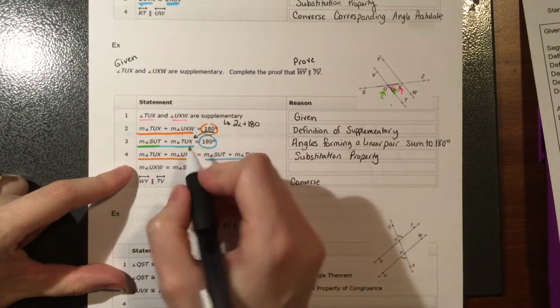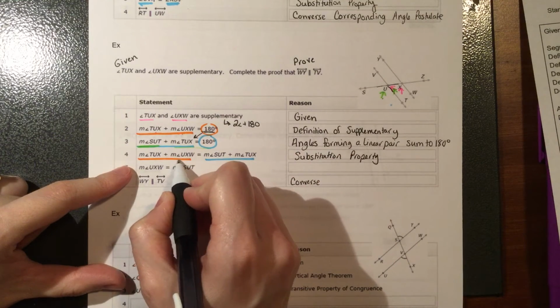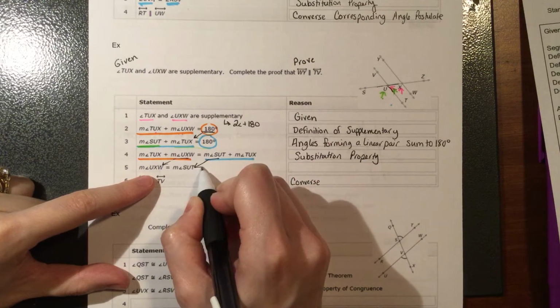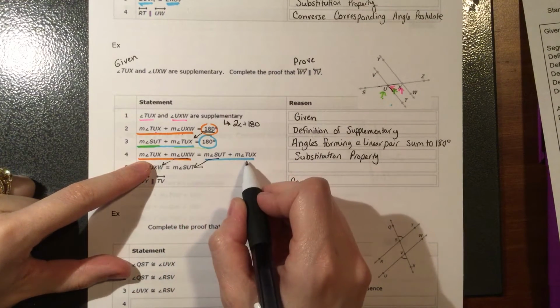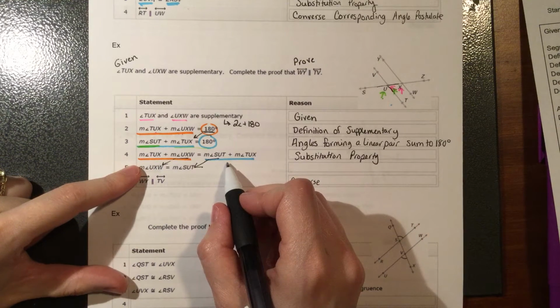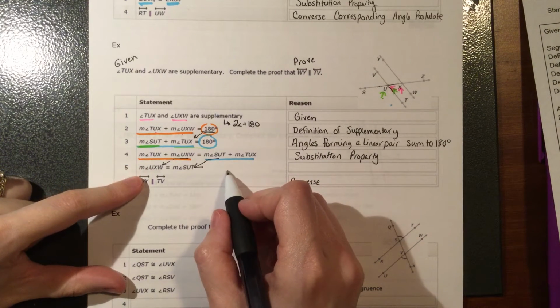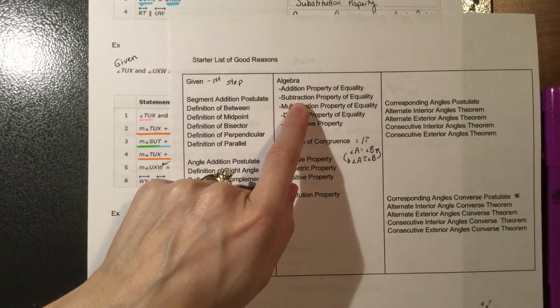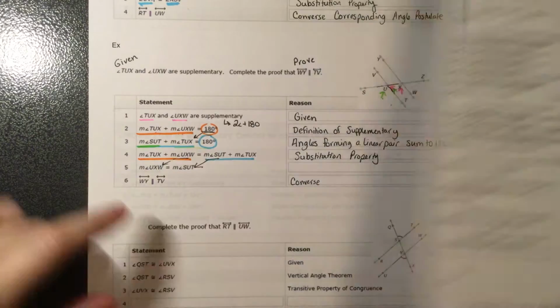And then from there to there, there's UXW still there. There's SUT still there. And so this one disappeared and that one disappeared, and the reason why it did was they subtracted the TUX from both sides, and subtracting the same thing from both sides is our subtraction property of equality, or algebra.